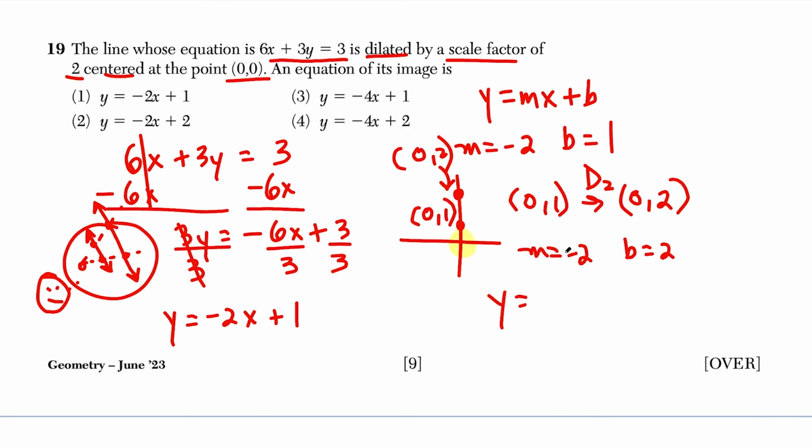So my new equation: I have mx plus b, which is negative 2x. So I just write the slope in front of x, and I tack on the plus 2. Negative 2x plus 2, choice 2 is our answer.